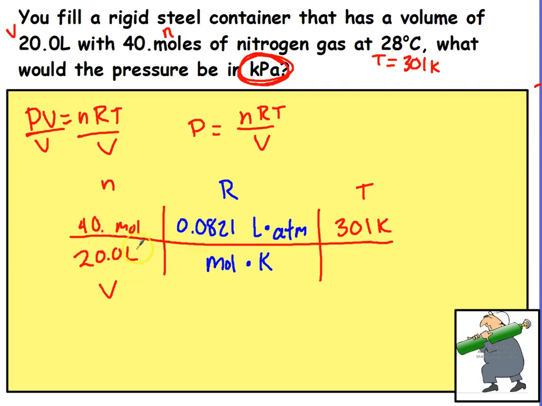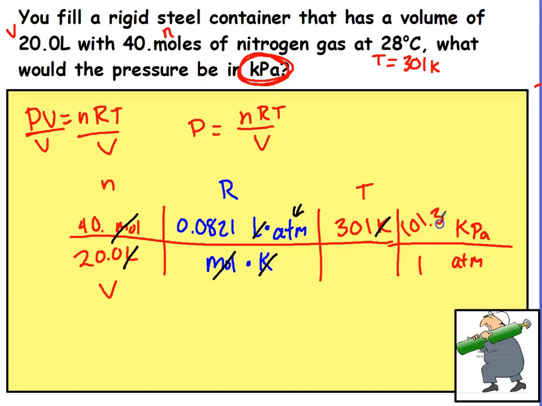If I look at my units, the L's cancel out, the K cancels out, the mole cancels out. All I'm left with is atm. But remember, we wanted our answer in kPa, so we're going to do one more step, and we're going to change atm to kPa. 1 atm is 101.3 kPa. Now atm cancels out. I have kPa left, and that's my final answer, so we're done.